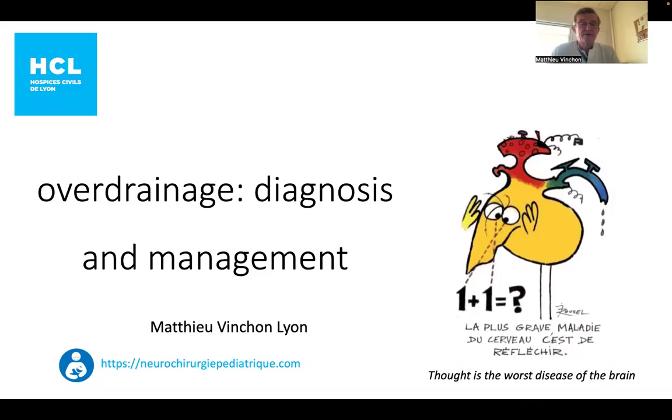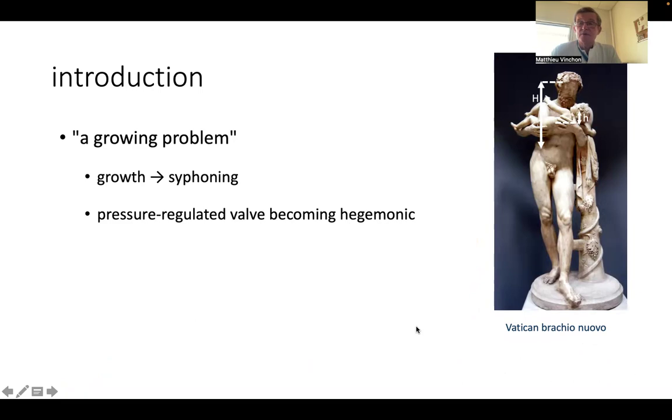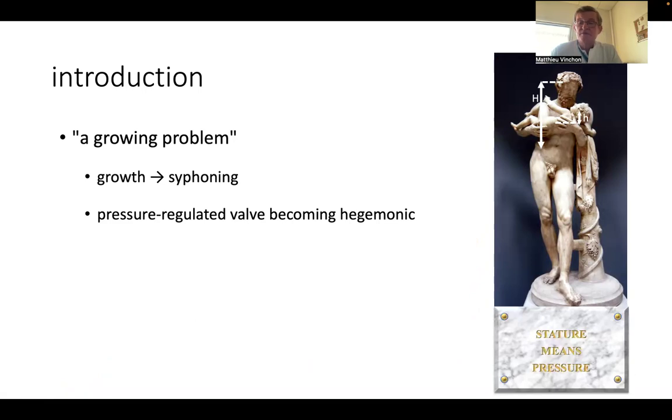Hello. Tonight we are going to speak about overdrainage in shunted patients, how it is diagnosed and how it should be managed. First, you know that this is a growing problem in both senses of the term, because it is a growth which causes elevation of stature, which causes stiffening of the ventricles, because the stature means pressure. And also because pressure-regulated valves are becoming prevalent over the market because flow-regulated valves are progressively withdrawn.